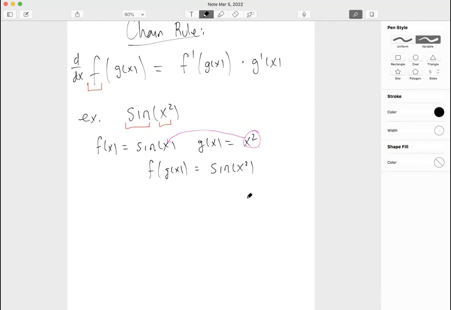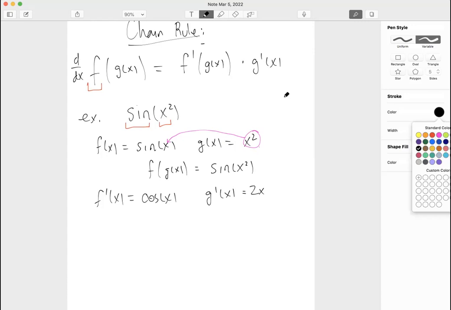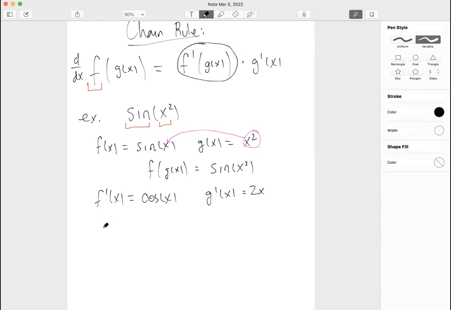So if we were to break that down, f prime would be cosine, and then multiplied by x squared and then multiplied by 2x. So g prime is 2x. What this says is that you take f prime, which is cosine, and then you plug in g.